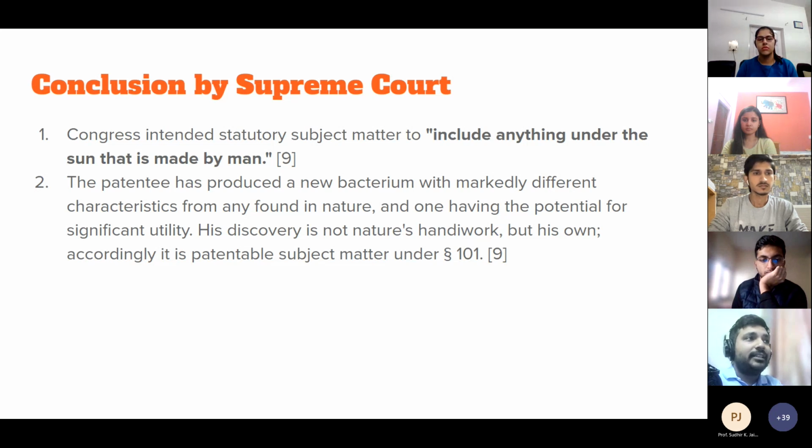And Mr. Chakrabarti was granted a patent for his significant discovery, as no characteristics of such bacteria are found in nature. Now Aman will continue.